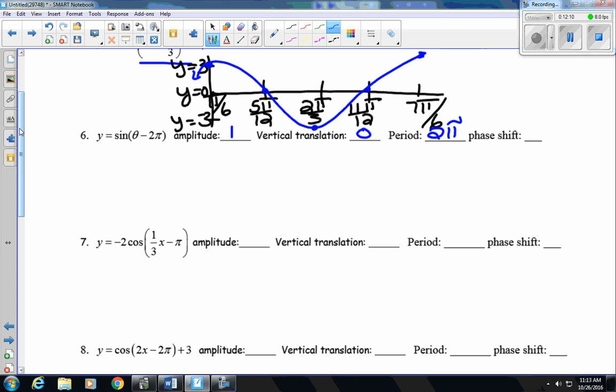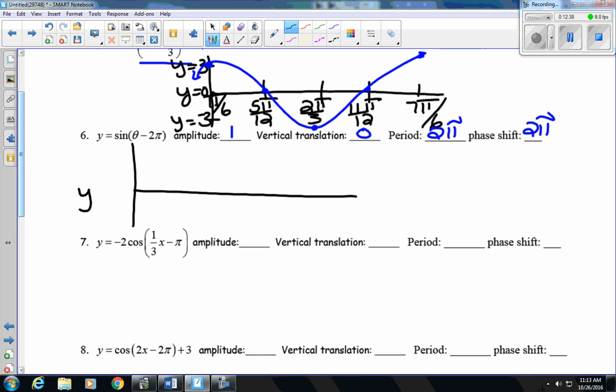Okay. Phase shift. There's a negative sign, so it means I move in the positive direction, in the right direction. So what's my phase shift? It's 2 pi. This one is a really interesting one, so in just a minute we're going to go to the calculator and look at it. All right, so I have everything I need to graph.